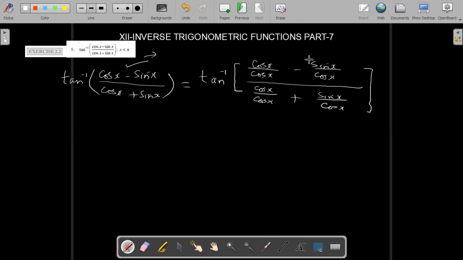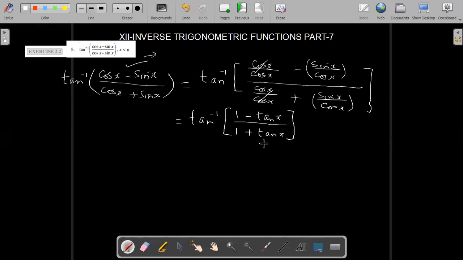Sin upon cos will become tan. This will become tan x and this will also become tan x, and these two will cancel. We get 1. So we can write tan inverse of (1 minus tan x) divided by (1 plus tan x).